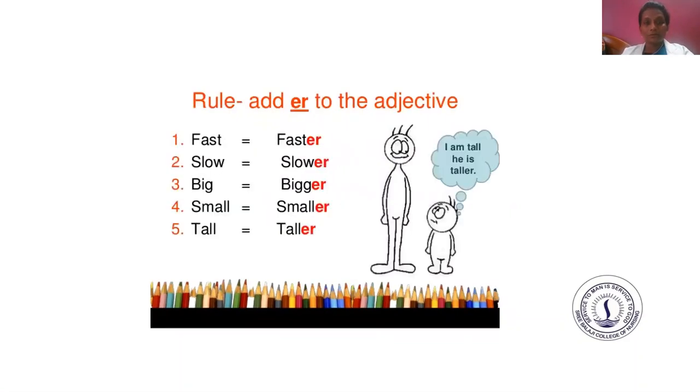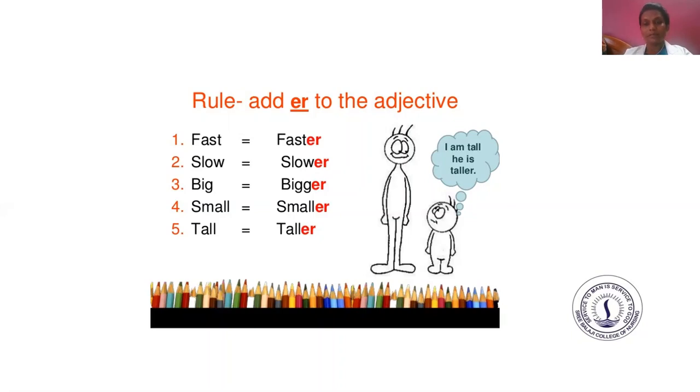The rule to make comparative degree is you have to add ER to the adjective. For example, fast is the positive degree. When you want to use that in a comparative degree sentence, you have to add ER to the adjective. So fast becomes faster in comparative degree. Slow becomes slower. Big, bigger. Small, smaller. Tall, taller. So you are adding ER to the adjective.